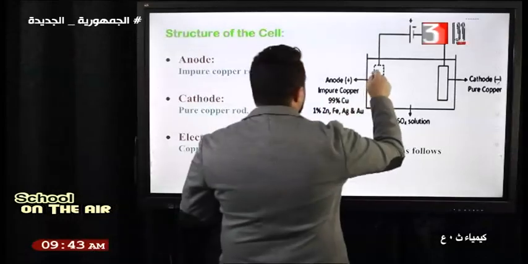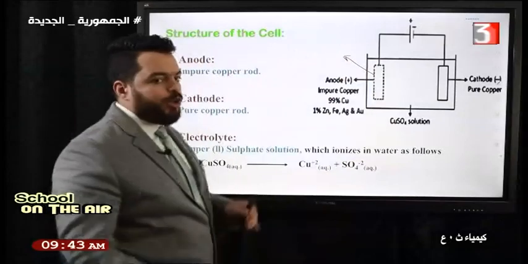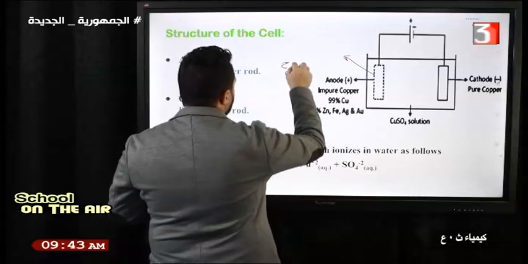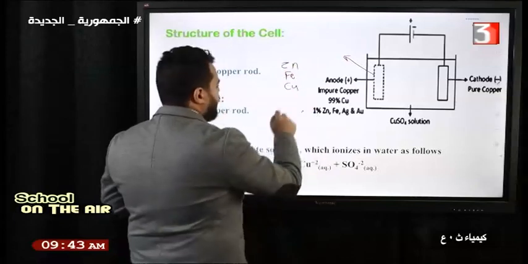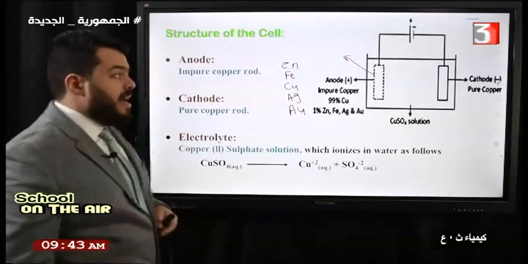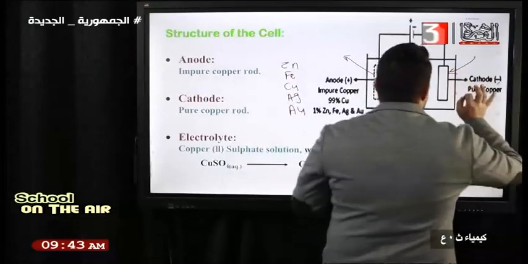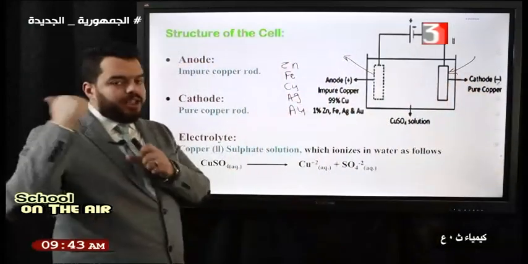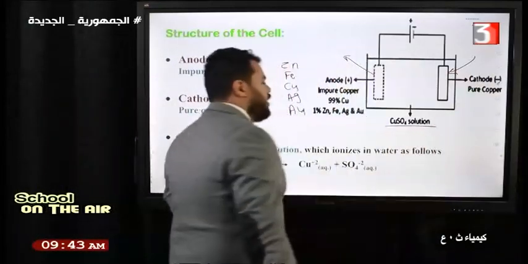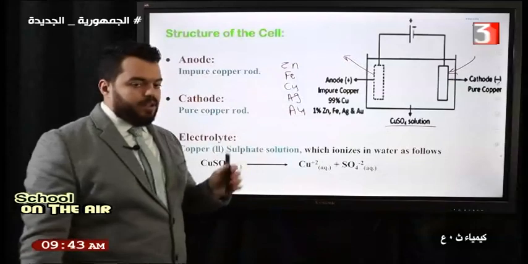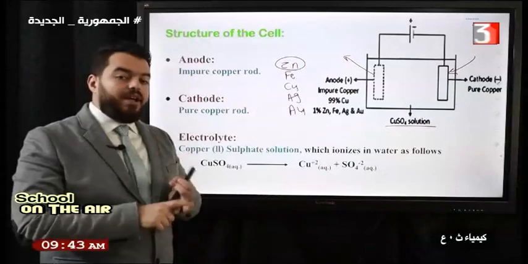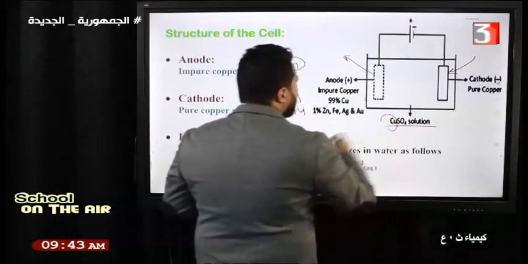Here you are going to connect the impure copper, which contains zinc and iron and copper and silver and gold. Okay, and here you will connect a pure copper, as you have done before. Okay, and the electrolyte will be copper sulfate solution. Then, because of the higher reactivity of zinc and of iron, they can replace the copper in the electrolyte.